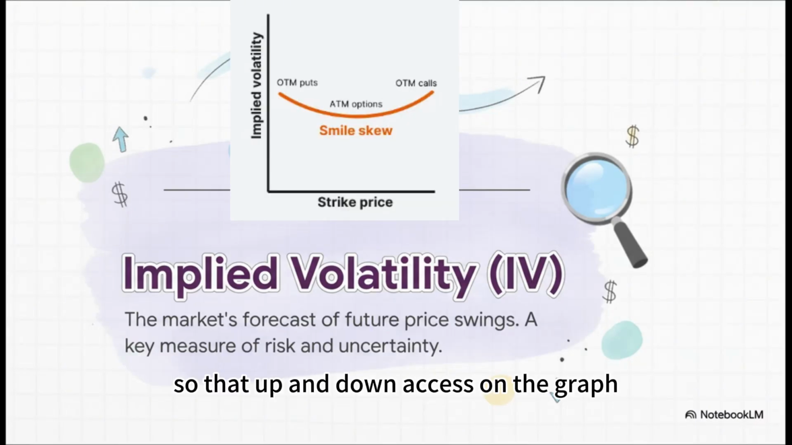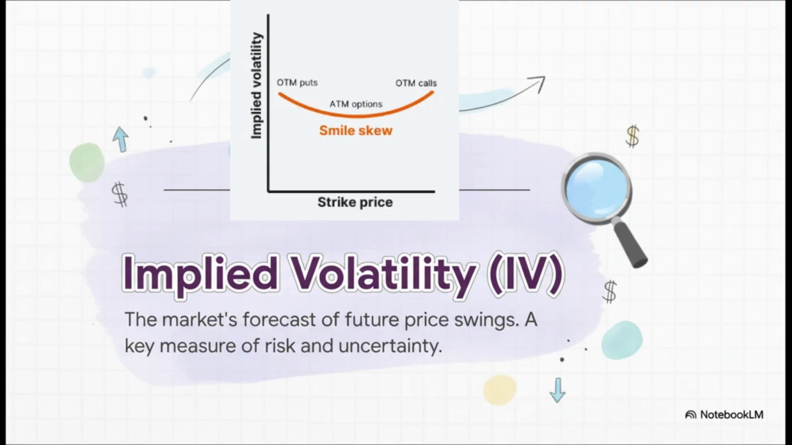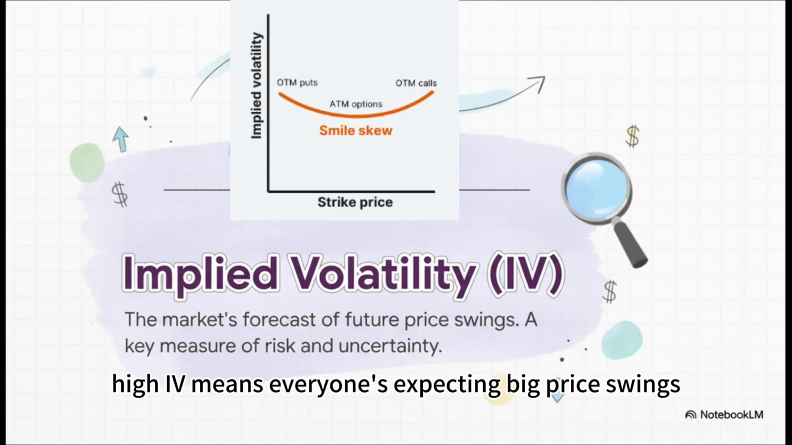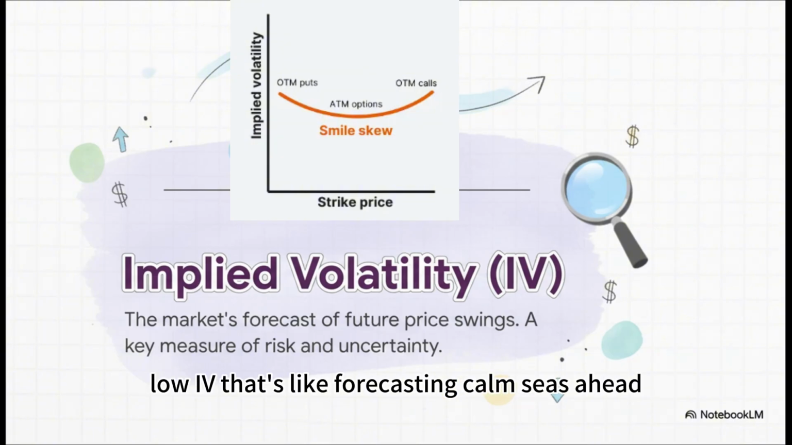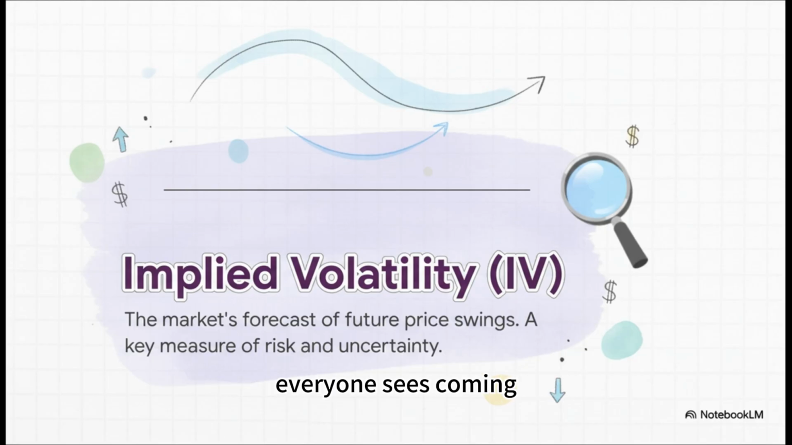Okay, so that up and down axis on the graph, that's what we call implied volatility, or IV for short. The easiest way to think about it is like a weather forecast for the market. Is it going to be turbulent, stormy? High IV means everyone's expecting big price swings. Low IV, that's like forecasting calm seas ahead. It's a direct measurement of the risk everyone sees coming.